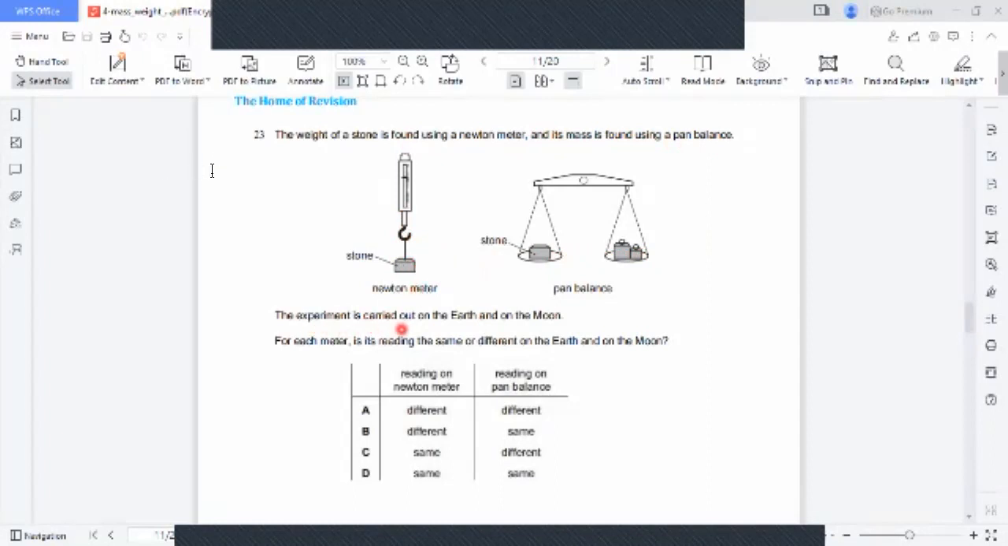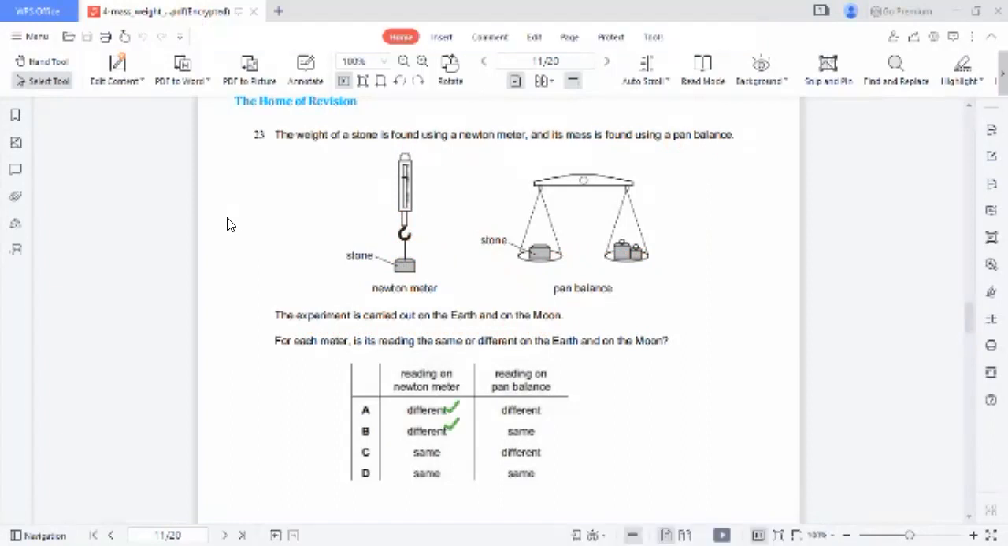The experiment is carried out on Earth and Moon. Similarly, it's a kind of repeated question in which mass remains the same and weight would be different. So the Newton meter will show a difference, and the mass remains the same. So the correct option for this one is B. It's a kind of repeated type of question.